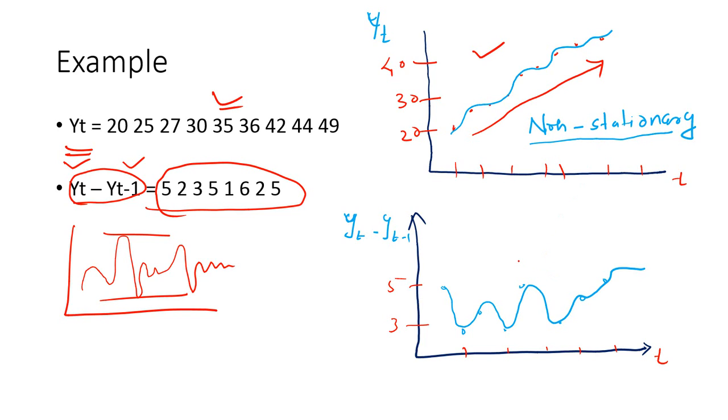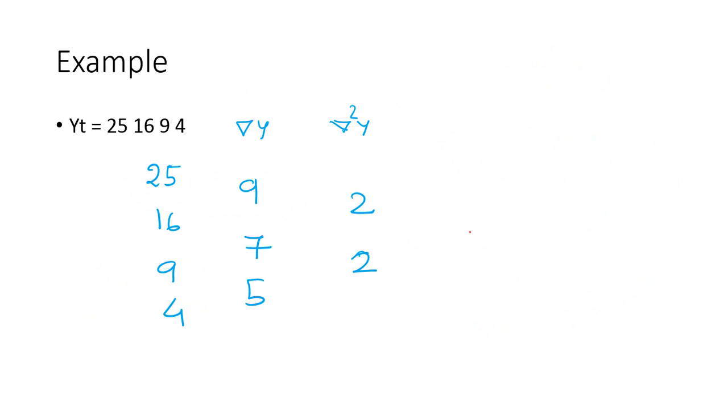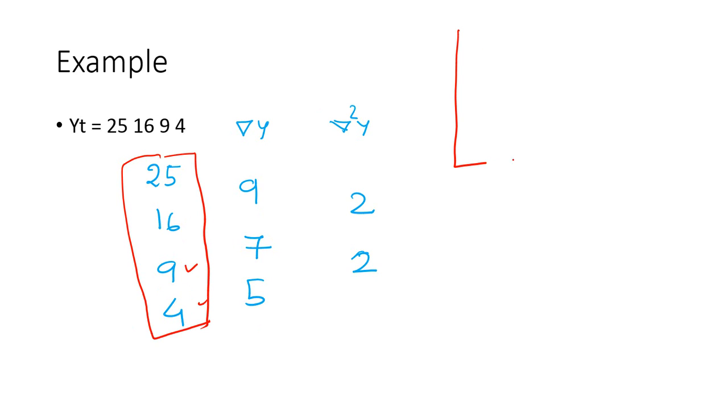So let's take another example, which will show you a slightly interesting pattern. Here is a series with us. We have numbers like 25, 16, 9 and 4. Can we see any pattern in this? The pattern is that it's increasing. If you plot it, you will get something like this, because it's increasing: 4, 9, 16, 25, so it's ever increasing.